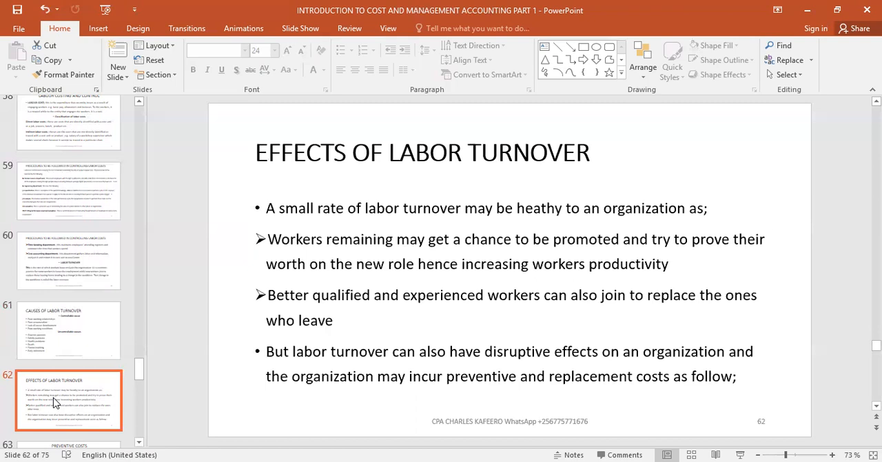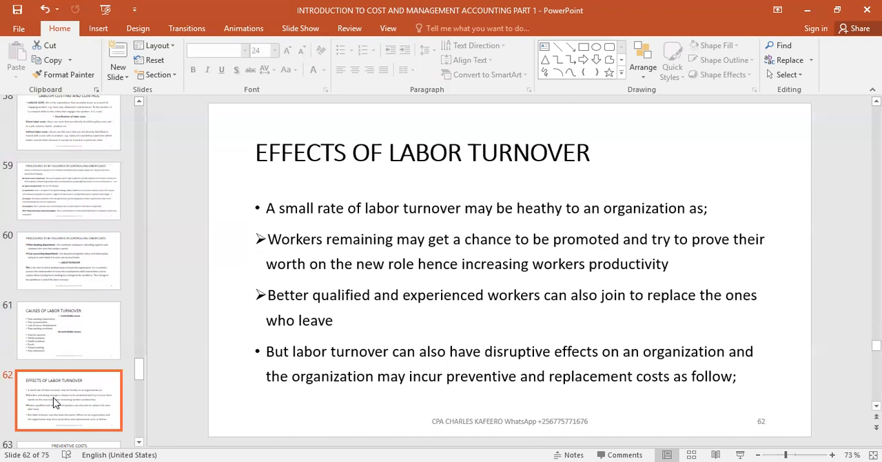We said labor turnover, to the smaller extent, is good. It's good in a sense that some employees are going to get chances to get promoted. So the people who are left in the organization, when the person leaves, those who are left and are given an opportunity to be promoted, you may find that they can do better and improve on their performances so that they can maintain their promotions.